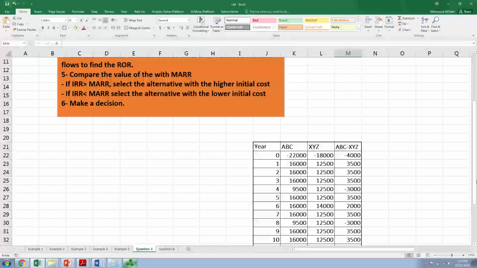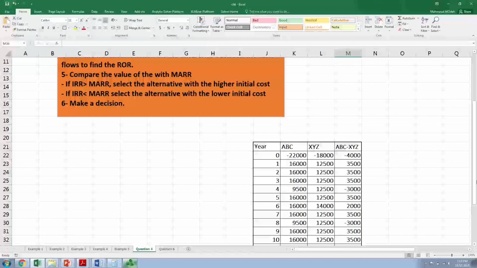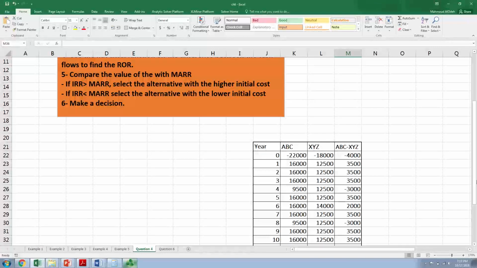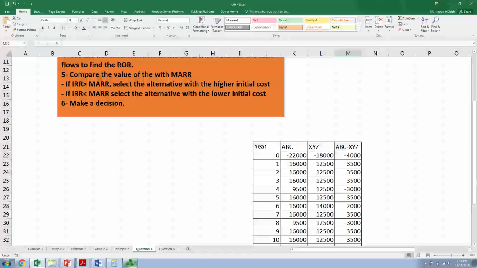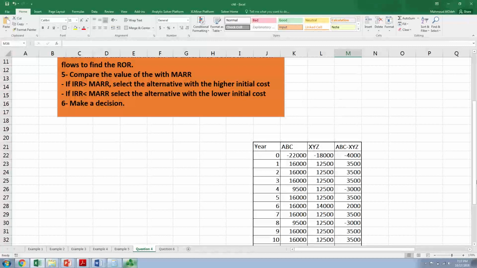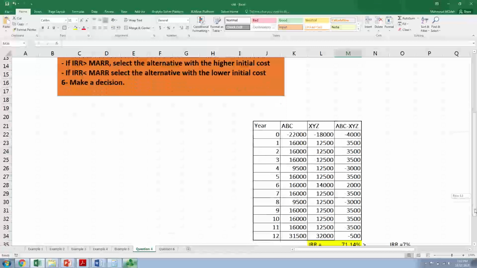If it's higher than the minimum acceptable rate of return, then select the alternative with a higher initial cost. If not, select the other alternative, which is the lower initial cost. And the last step is to make the decision and make your conclusion. So build your cash flow from year 0 all the way to year 12.